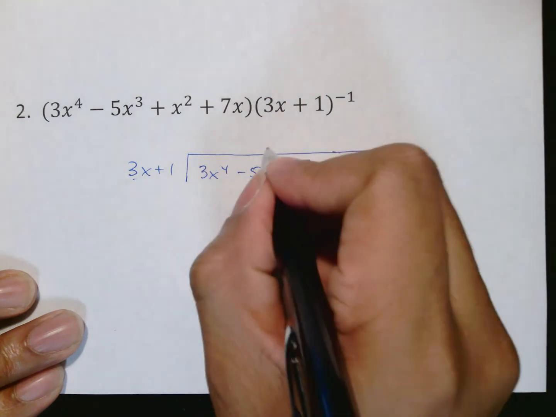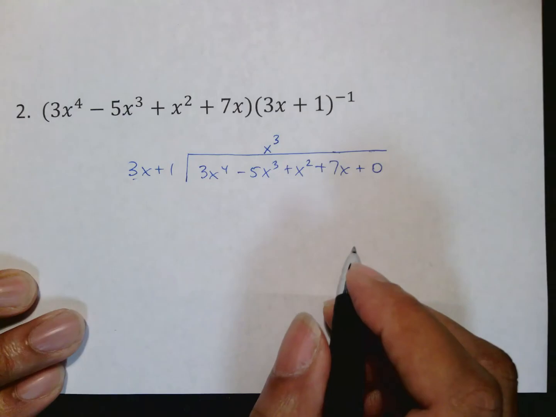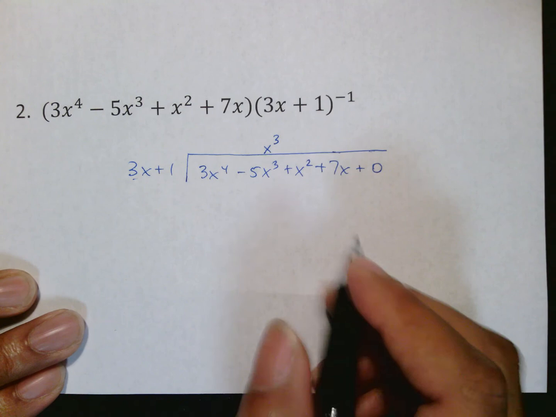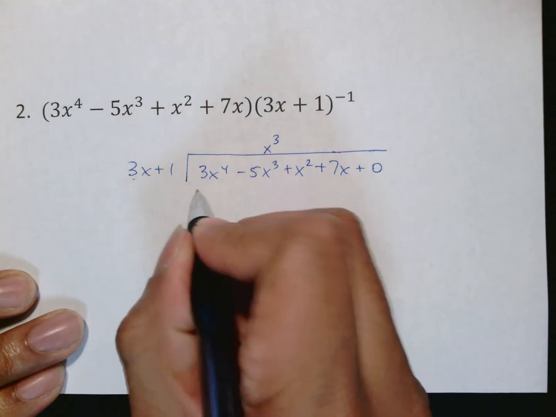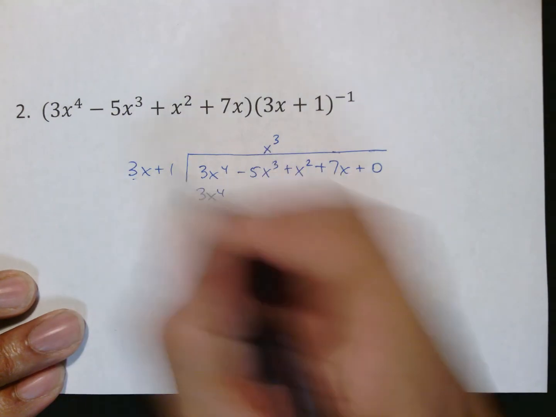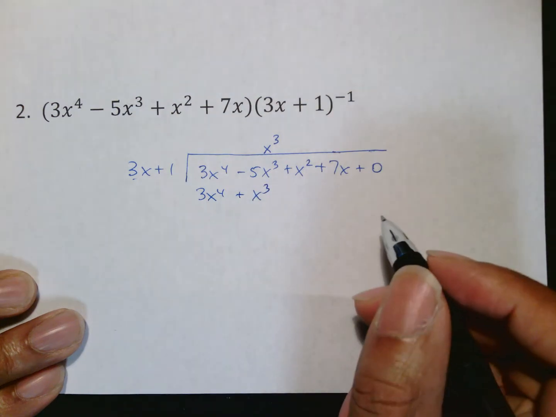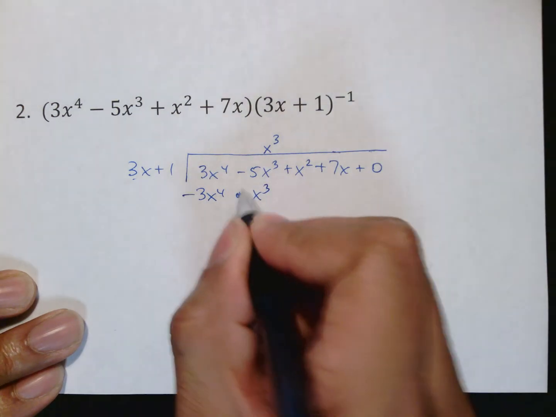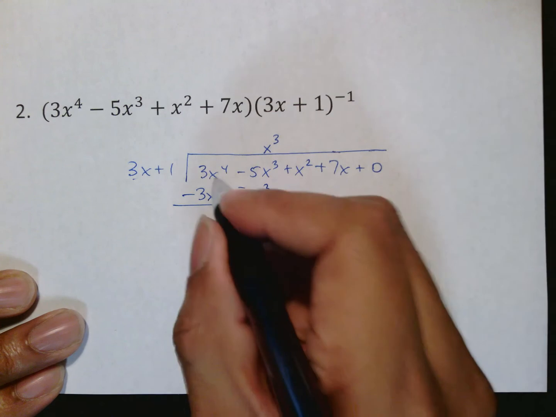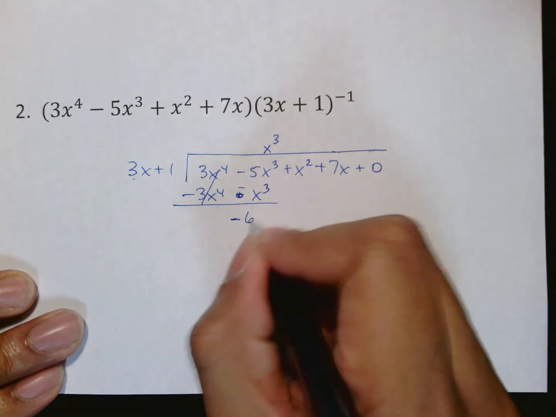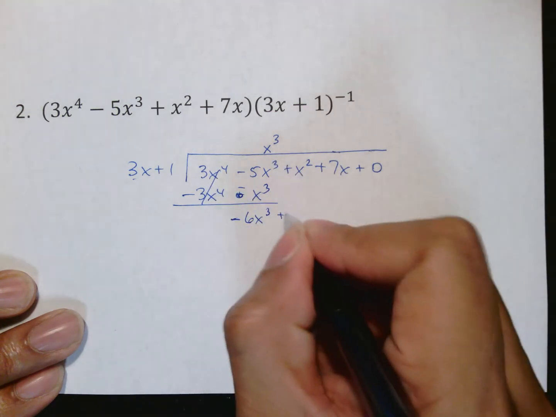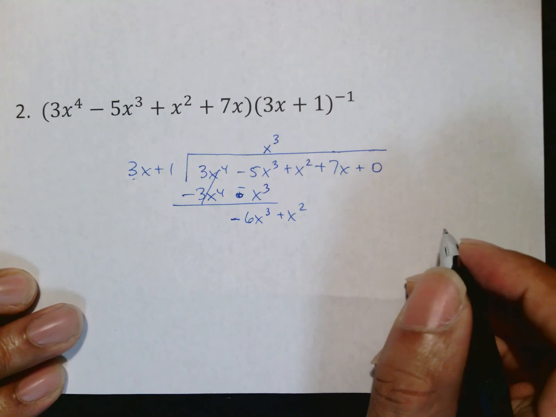I start above here, and notice the pattern again is right above the x to the third. You now multiply this by both, so you get 3x to the fourth plus x to the third, because that's what 1 times x to the third is. You then switch everything. This cancels out, giving us negative 6x to the third, and then bring down your plus x squared.